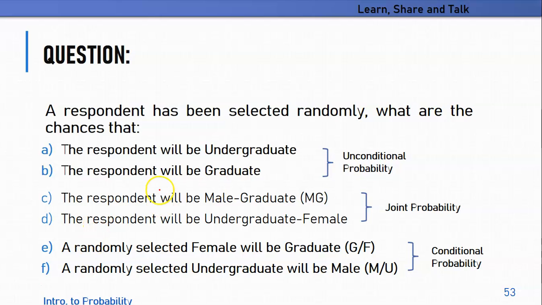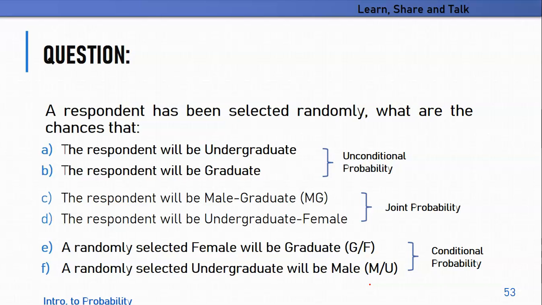When I say that the respondent will be a male graduate or the respondent will be an undergrad female, now this is joint probability, where both things are happening. And when I said that a randomly selected female will be a graduate, now it is conditional. Or if I said that a randomly selected undergrad will be a male, again this is a conditional probability. So in this question you will be able to understand what is meant by unconditional, joint, and conditional probability.